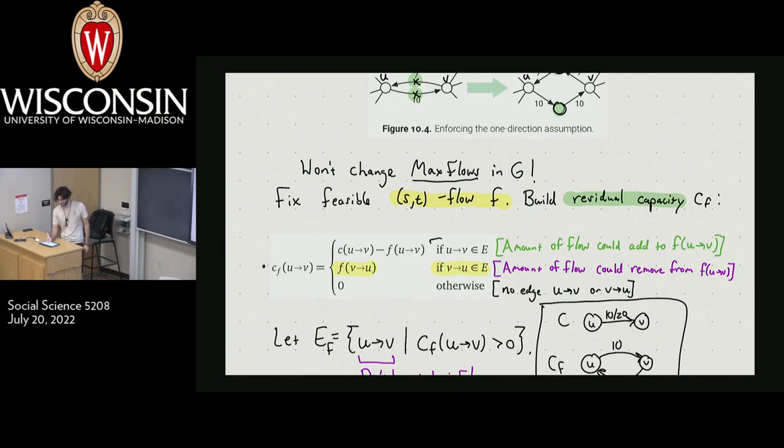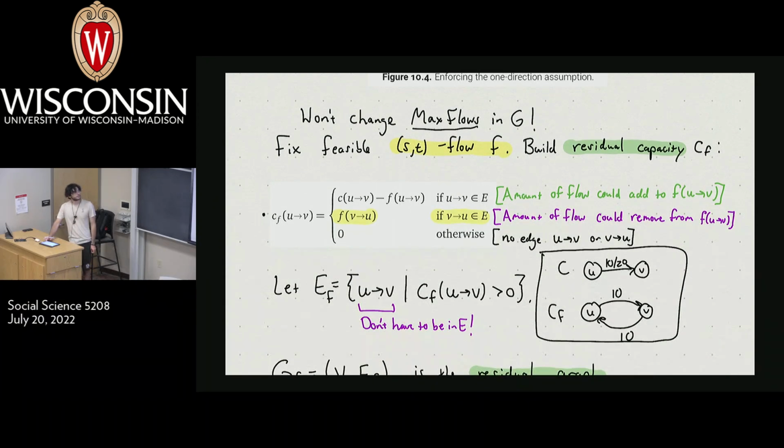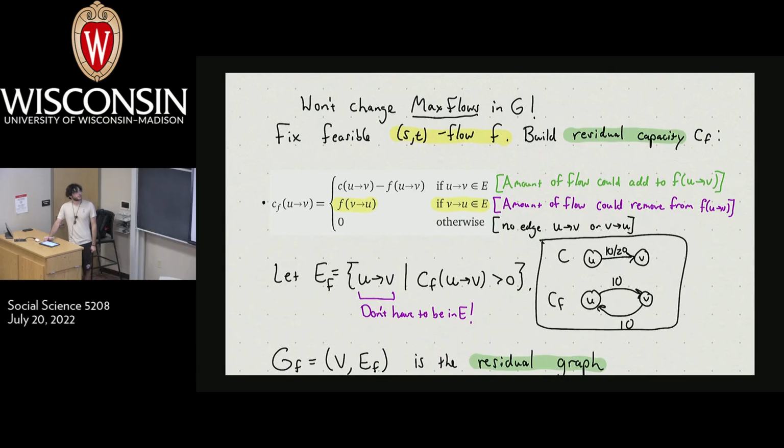Otherwise, both of these are triggered at the same time, which is a problem. Okay. So that's the residual capacity, and that's how you should think about it.